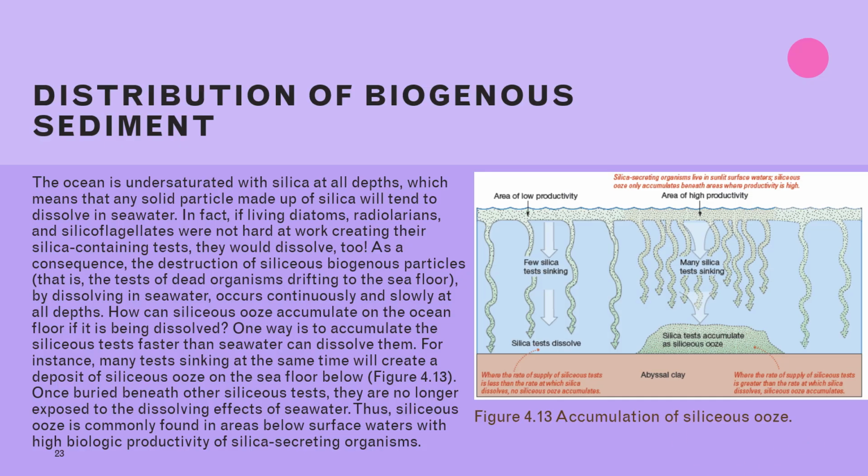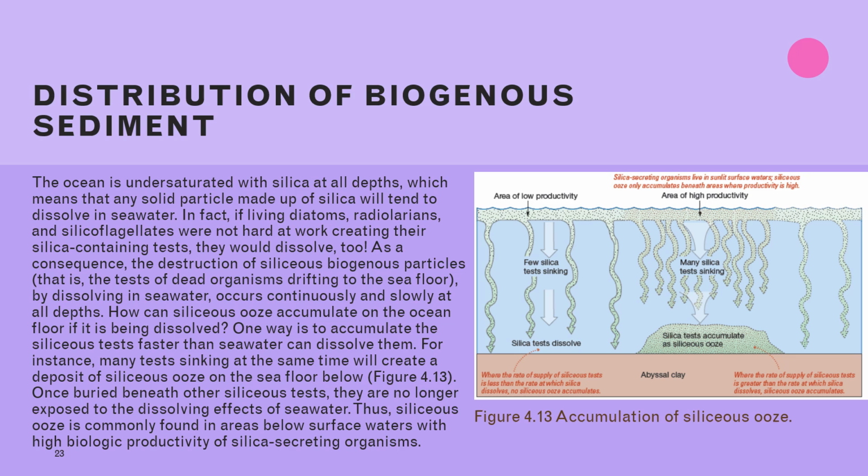The ocean is undersaturated with silica at all depths, which means that any solid particle made up of silica will tend to dissolve in seawater. In fact, if living diatoms, radiolarians, and silicoflagellates were not hard at work creating their silica-containing tests, they would dissolve too. As a consequence, the destruction of siliceous biogenous particles by dissolving in seawater occurs continuously and slowly at all depths. So how can the siliceous ooze accumulate?